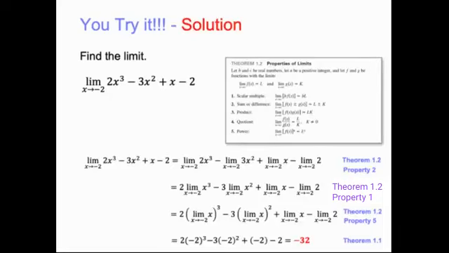So you should have gotten negative 32 as your limit. Notice that the limit is separated into 4 different limits using the sum and difference property. Then the scalar 2 is brought out to the front of its limit. The scalar 3 is brought out to the front of its limit. And then we use the power property on the first 2 limits. After that, we use theorem 1.1, which is the property of direct substitution, to finalize our solution.